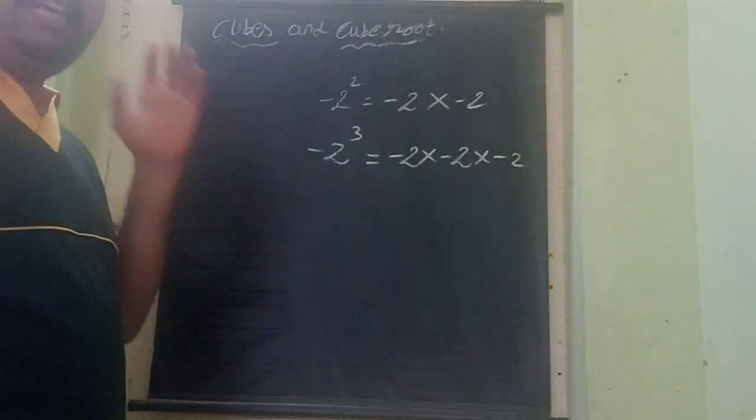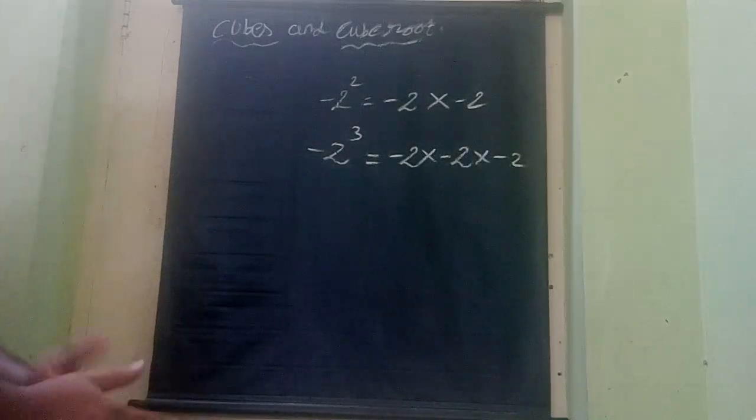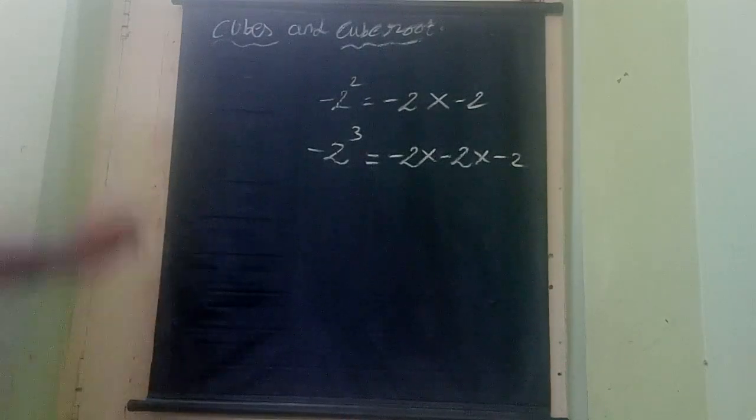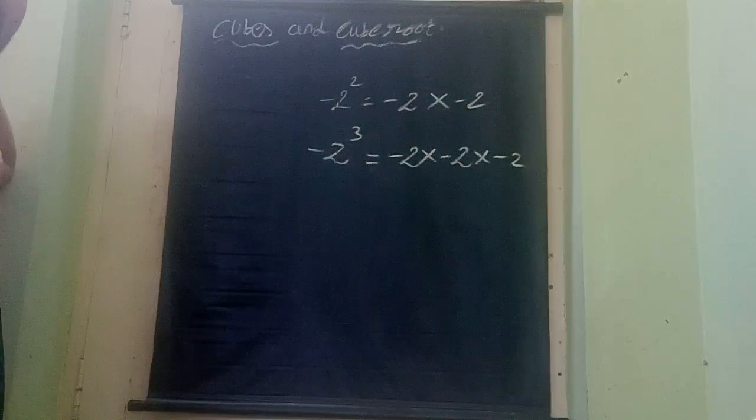Cubes: multiplying the same number 3 times is called a cube. So let us do the sums according to this, cubes and cube roots. That is the next exercise, exercise 3F. Now I am writing exercise 3F sums.